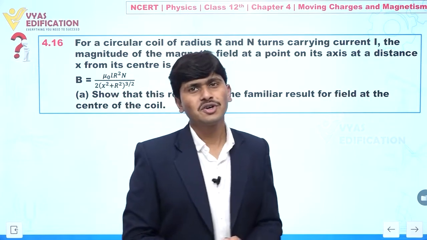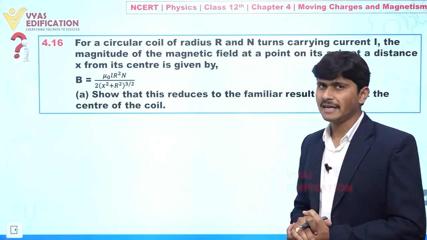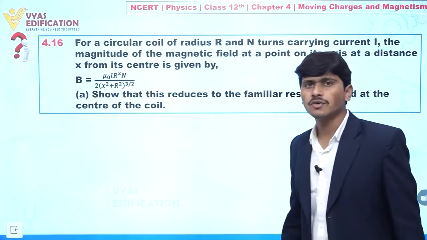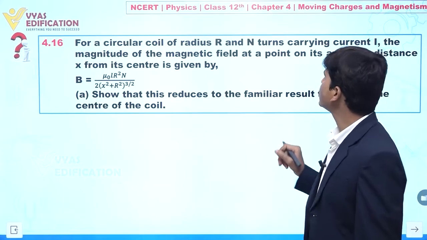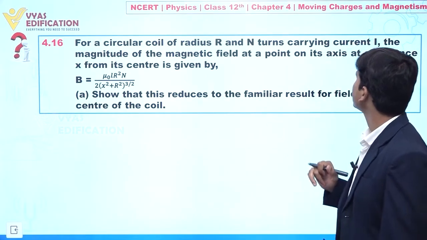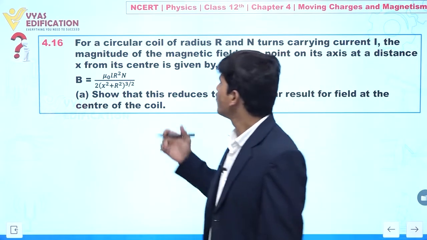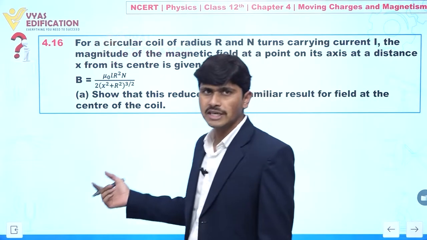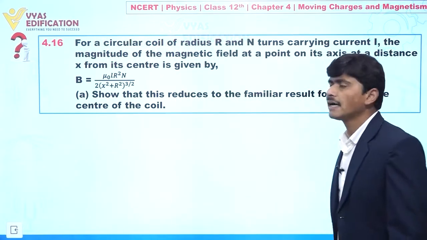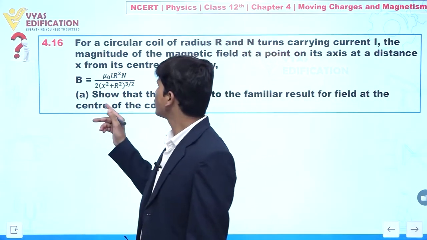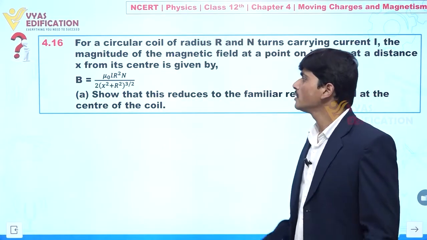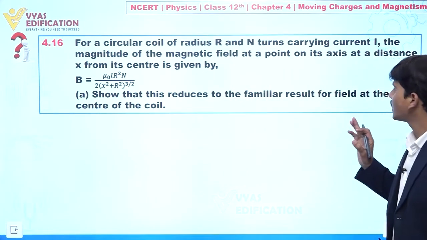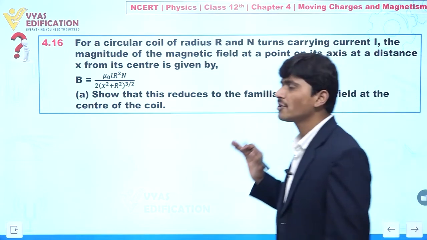Now student, we are going to solve question number 4.16, and here first we are solving part E. In this question, it is given that for a circular coil of radius R, with N turns, carrying a current I, the magnitude of the magnetic field at a point on the axis at a distance x from its center is given by mu naught N I R square divided by 2 times (x square plus R square) power 3 by 2. Now we have to show that this reduces to the familiar result for the field at the center of a coil.